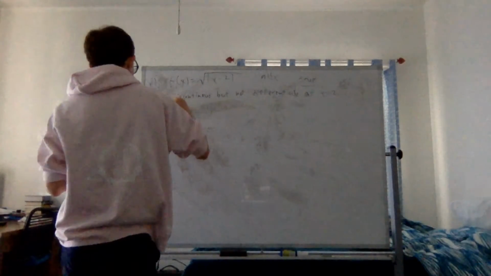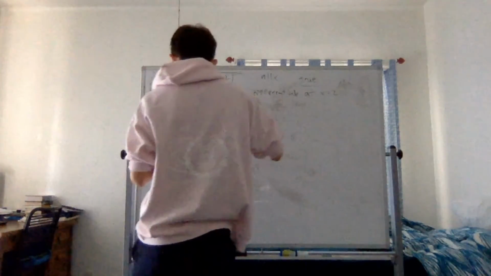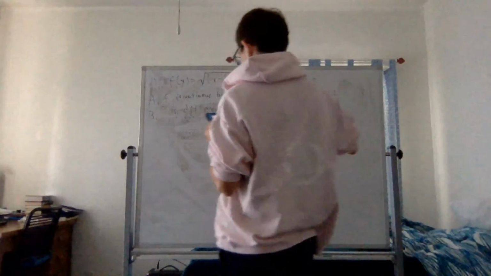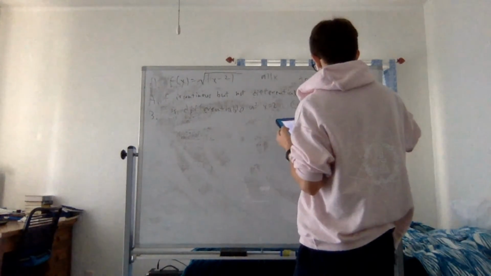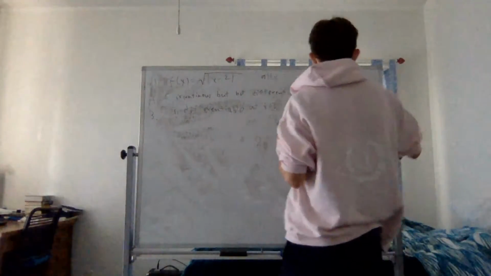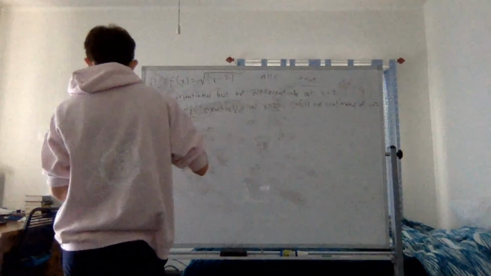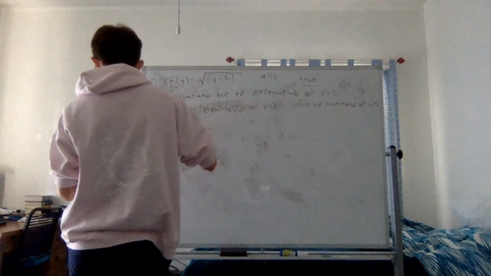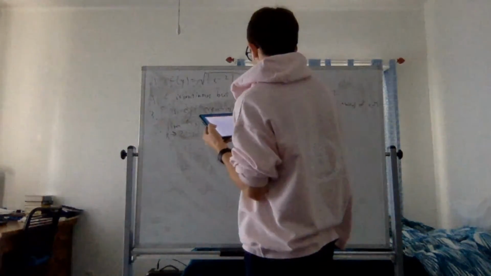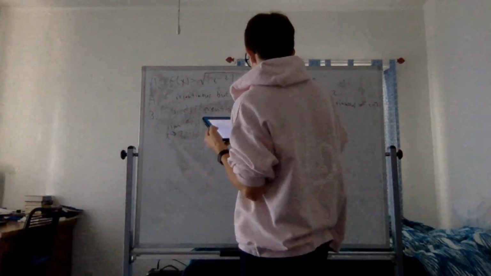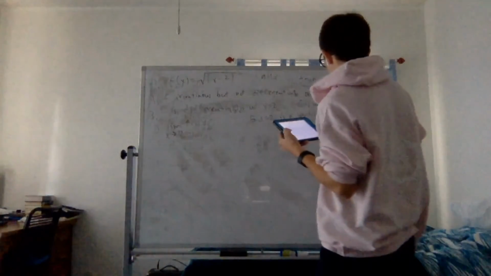B, f is differentiable at x equals 2. C, f is not continuous at x equals 2. D, the limit as x approaches 2 of f of x is not equal to 0. And then E, x equals 2 is a vertical asymptote of the graph of f.